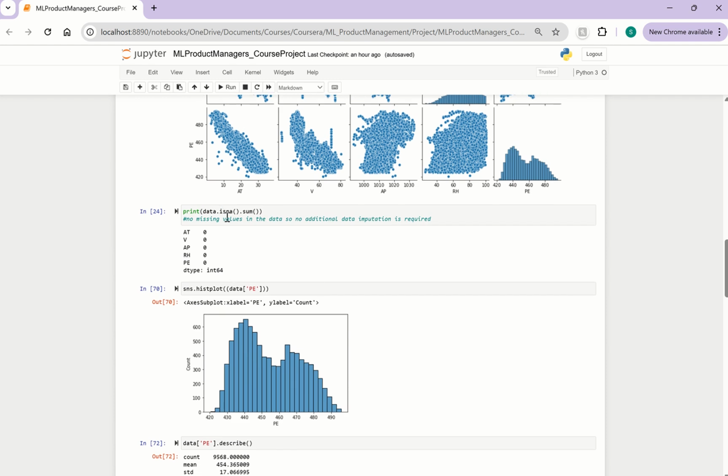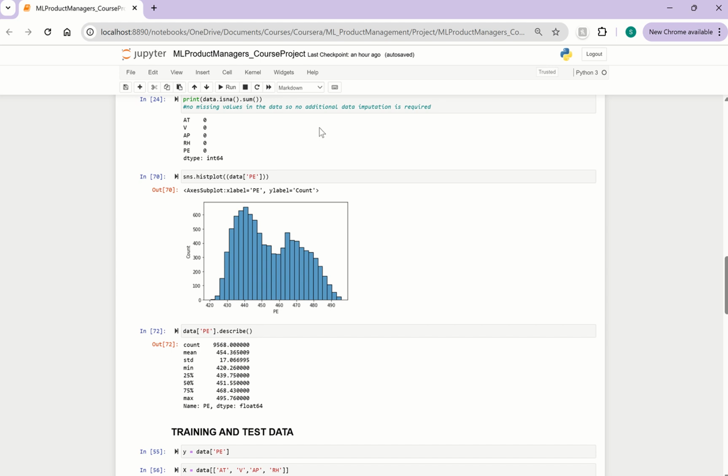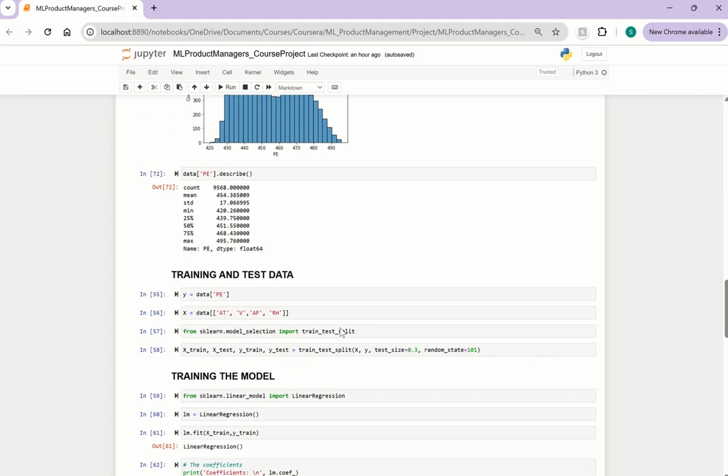The other thing I did in exploratory data analysis was to look at whether there were any blank or NA values in the data set, and given that there were no blank values, there was no need for additional data imputation or changes. I then also looked at the distribution of the output energy column in the form of a histogram, as well as the summary statistics, and found that the mean output energy is around 450 and the standard deviation is around 17. Again, these will be important when we're evaluating the effectiveness of our model.